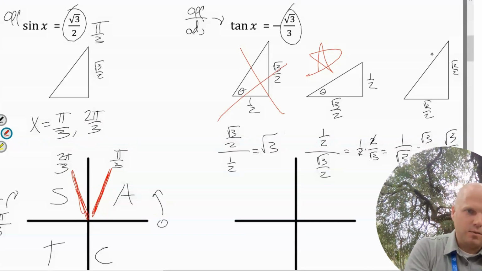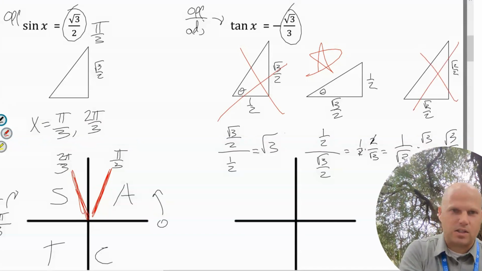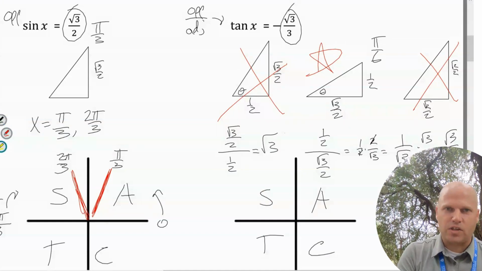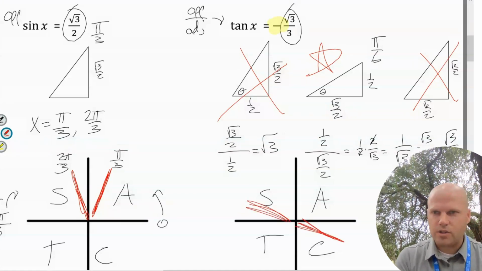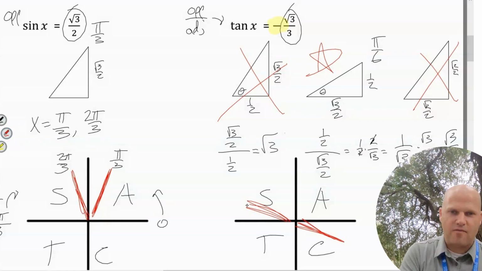That lost. We know that lost. This is the winner. It's at the pi over 6's. Which pi over 6's do we want? The pi over 6's when tangent is negative. Tangent is negative in the second and the fourth quadrants. That is 5 pi over 6 and 11 pi over 6.